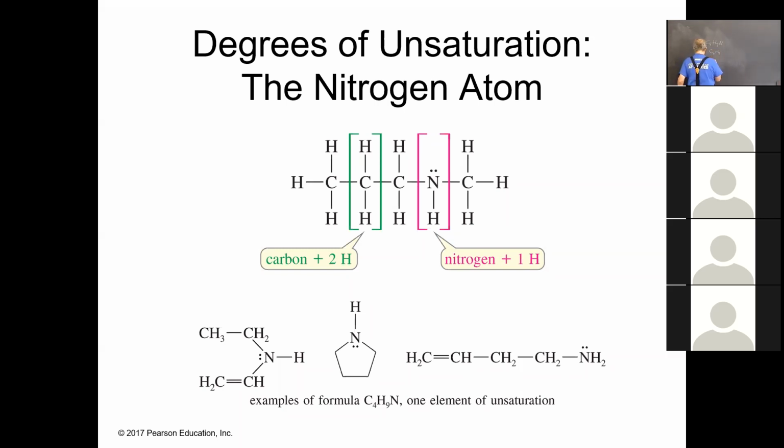The fully saturated compound would be C4, and then 2n plus 2 would be 10. This is the fully saturated. So that means we're missing 2 hydrogens. 2 hydrogens, therefore 1 unsaturation unit or element of unsaturation.